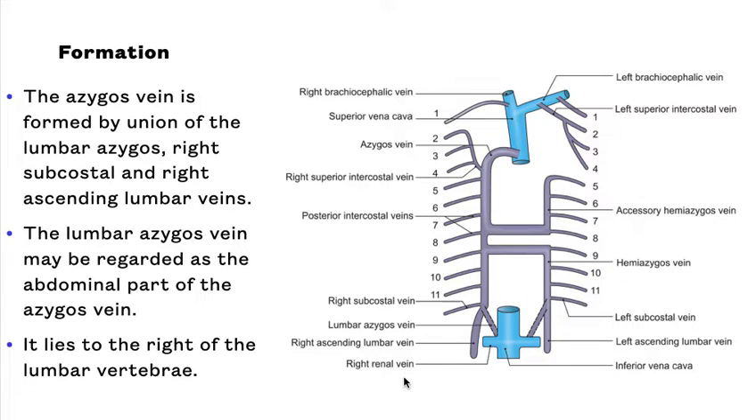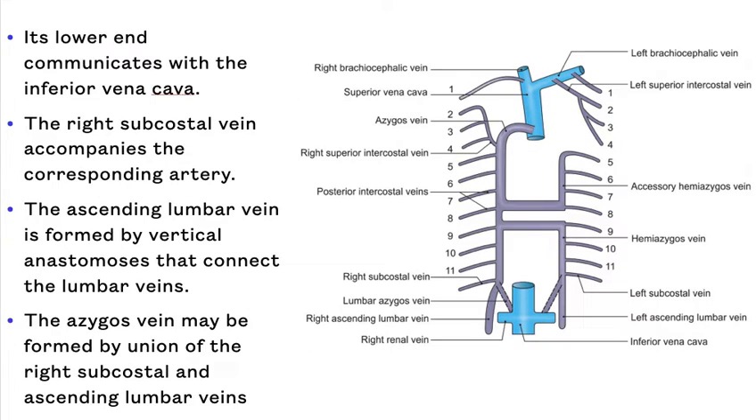How is it formed? The azygos vein is formed by the union of the lumbar azygos, the right subcostal, and the right ascending lumbar veins. The lumbar azygos vein may be regarded as the abdominal part of the azygos vein. It lies to the right of the lumbar vertebra. The lower end communicates with the inferior vena cava.